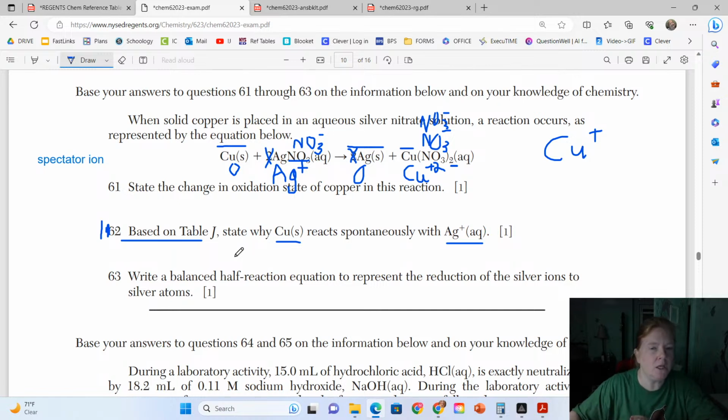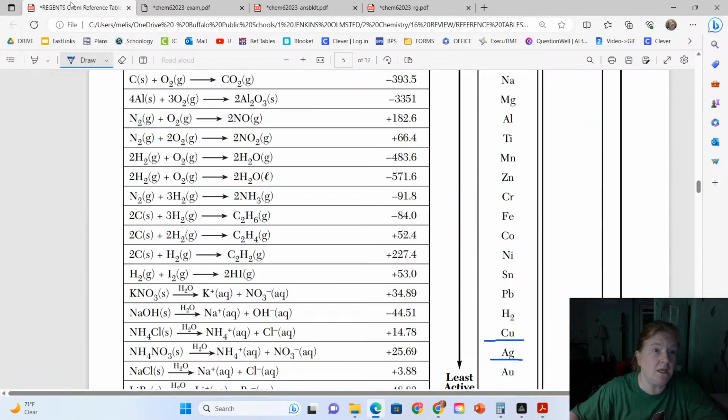So this is why I'm going over this question. It really is not fair. We hated it. Almost everybody lost the point. I'm going to be honest. Okay. Pay attention to table J. Table J does not list any charges, right? You see no plus signs. So that means table J does not allow me to talk about plus signs. So I can just say copper is more active. Silver is less active. Copper is more active than silver.